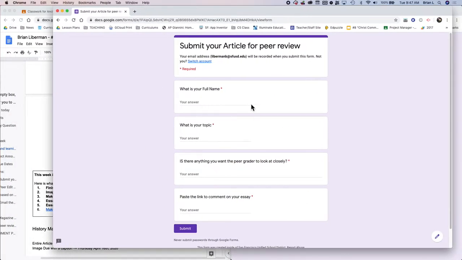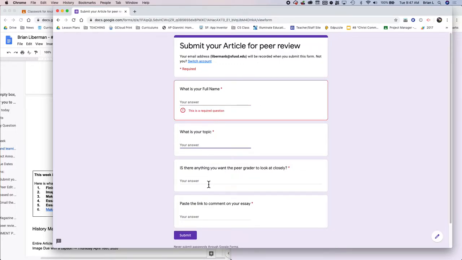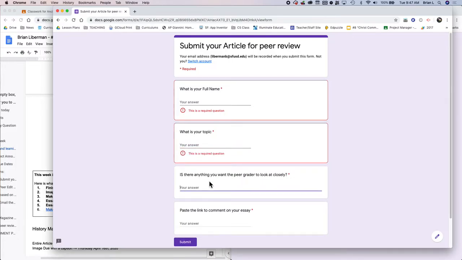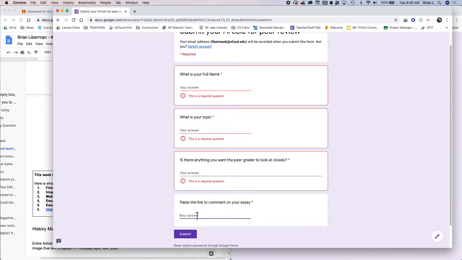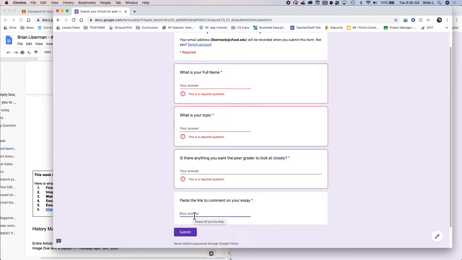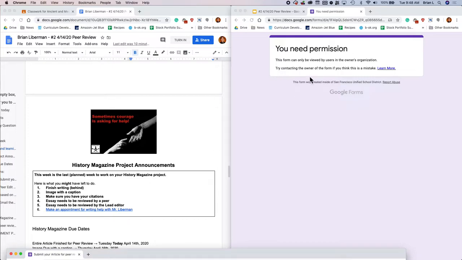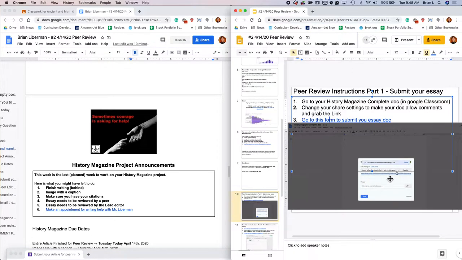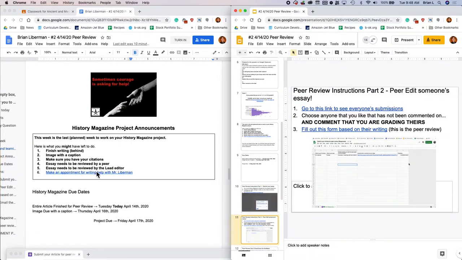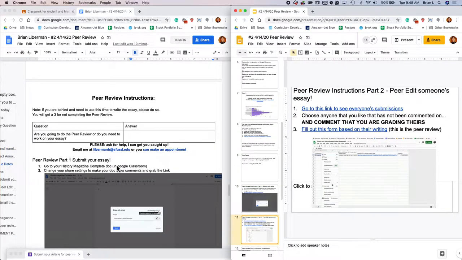It'll look like this. You're going to write down your full name, your topic, and anything you want your peer grader to look closely at, and then you're going to paste the link to comment on your essay. That's the link that you got in the GIF over here, this link right here. Once you do that, you're going to go on to the next section.